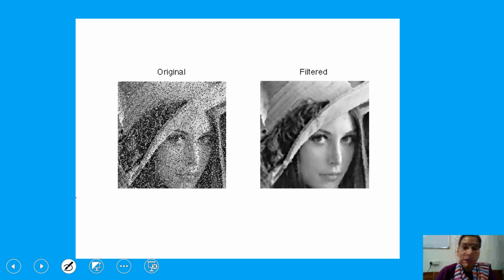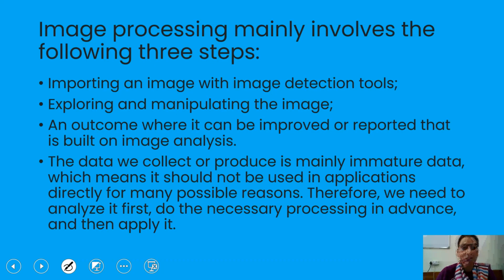This is an example of an enhanced image. For example, we have an original image. This is the noisy image. When the processing is done on this image, we get the filtered image. So this is called image enhancement: how we improve the quality of the image by using some image enhancement techniques.